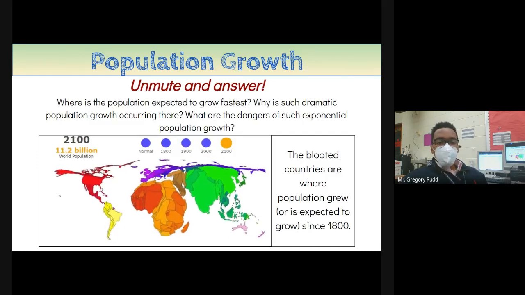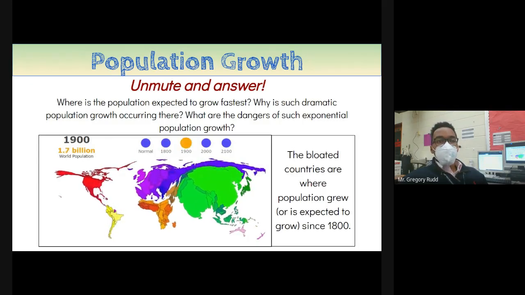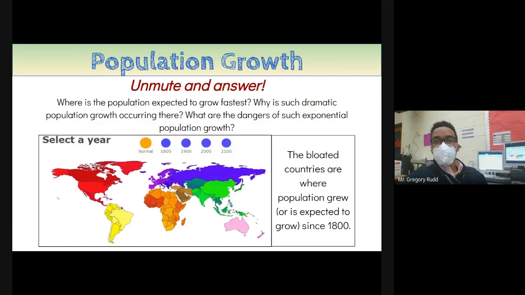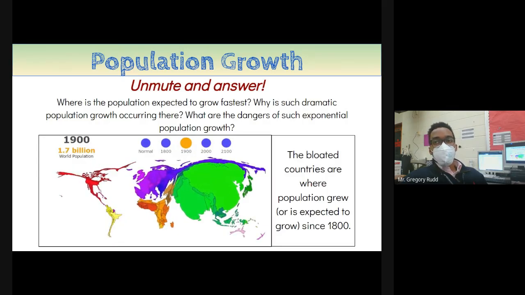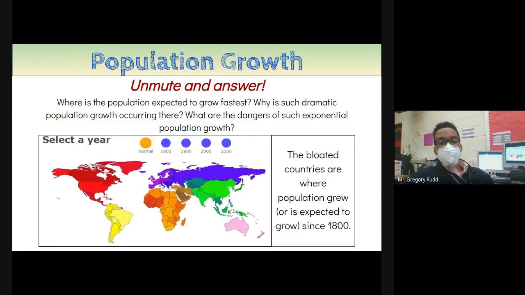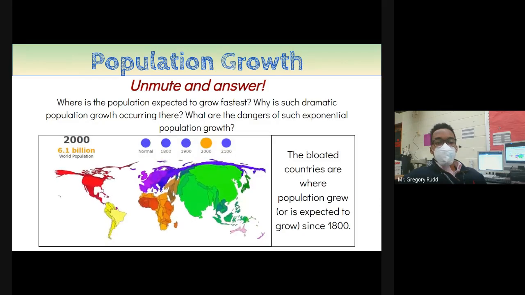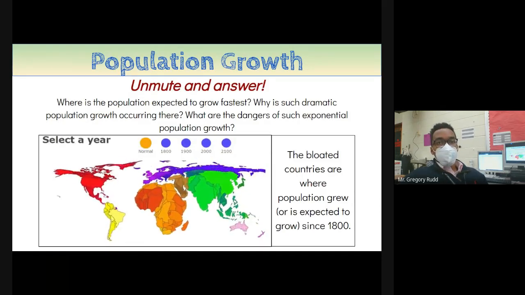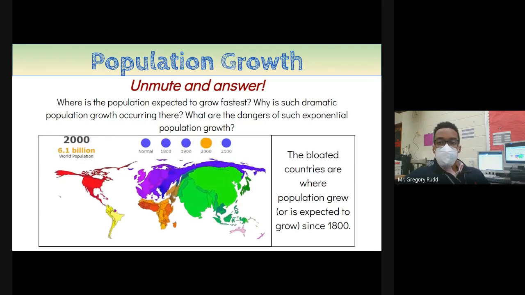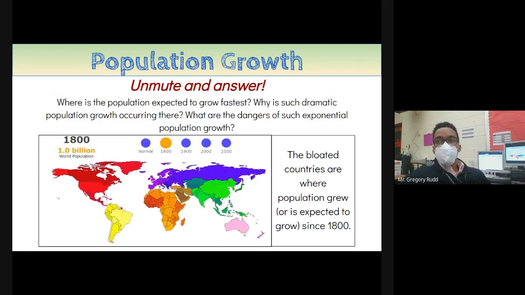Okay, so what are the dangers of such exponential population growth? What could go wrong when your population is growing so quickly? I'd love to hear from somebody I haven't heard from yet today. Rian, Rudy, Fraylin, Pedro. What are the dangers of a population that's growing so quickly? What could go wrong? What kind of supplies or resources are we talking about?